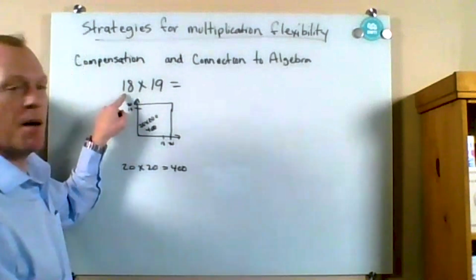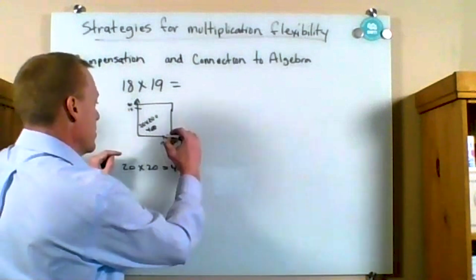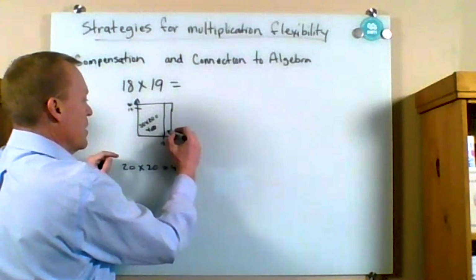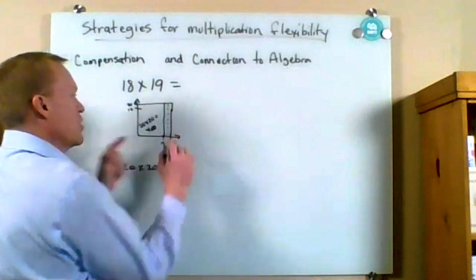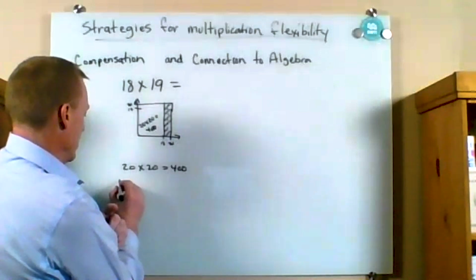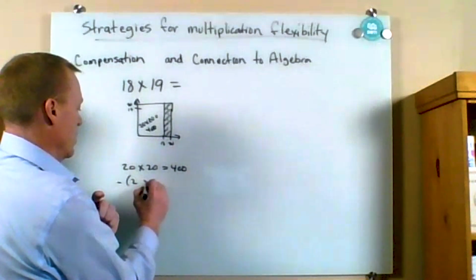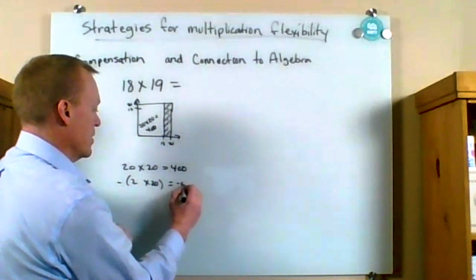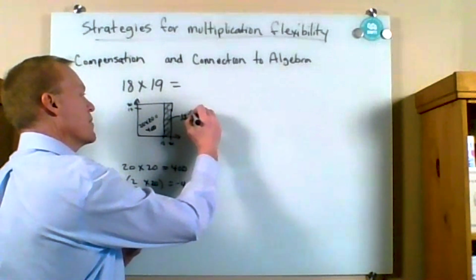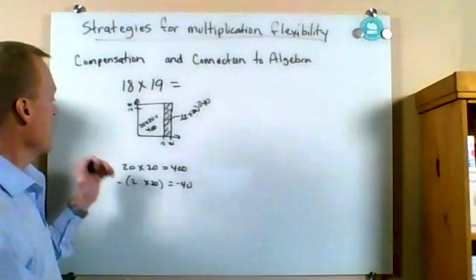But with the compensation, we didn't actually have 20, we only had 18. So here, this was too much. So that was too many, 220. So I'm going to actually subtract off 2 20s. So I'm going to subtract 2 20s, which is subtract 40. So that is subtract 2 times 20, which is equal to 40, or take away 40.